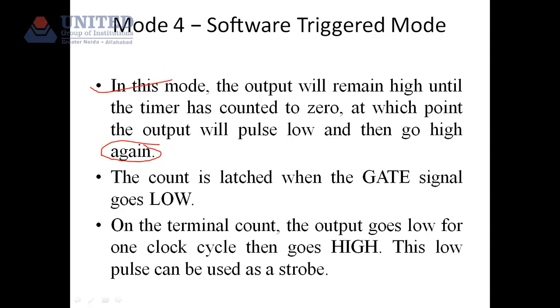Then what is the next point? The count is latched when the gate signal goes low. So we have to remember, latching of the count is done only when the gate signal is low. Low means it is connected to the ground. On the terminal count, the output goes low for one clock cycle and then goes high. Terminal count is the last count. When we are finishing the counting backwards, the output goes low for just one clock cycle and then goes high. This low pulse can be used as a strobe. Strobe, you all know, is a control signal.